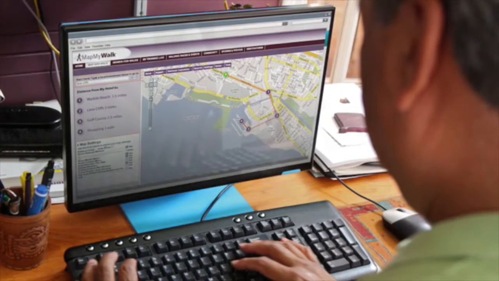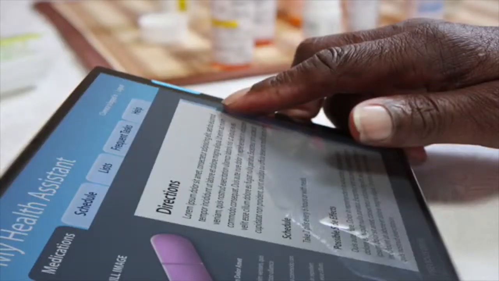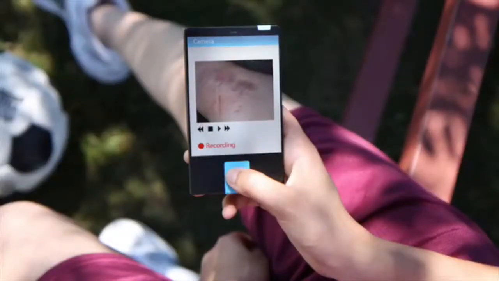Project Health Design is demonstrating a powerful vision of how personal health records and new technologies can empower people to better manage their health and healthcare.